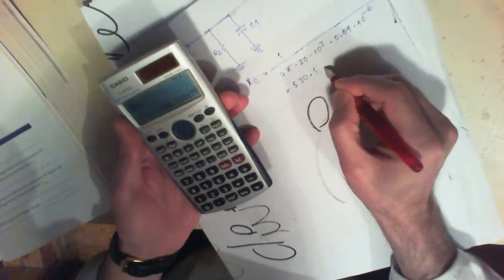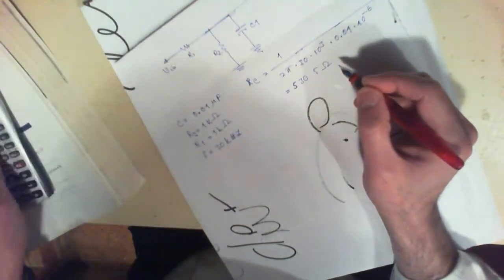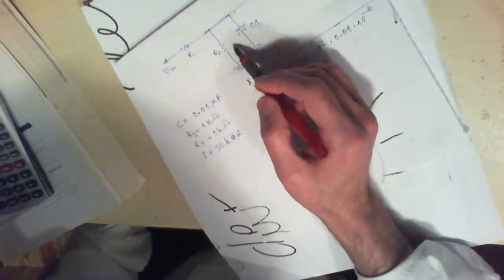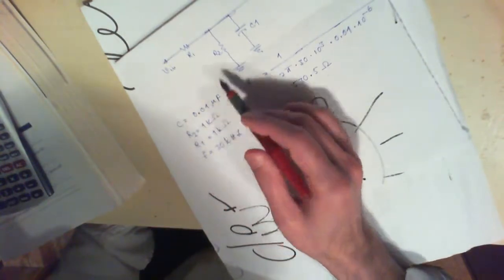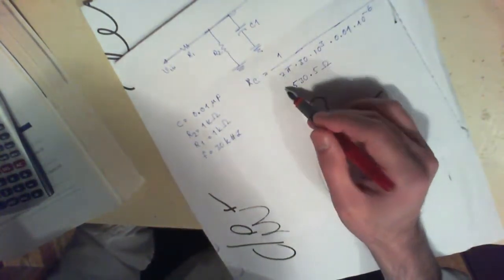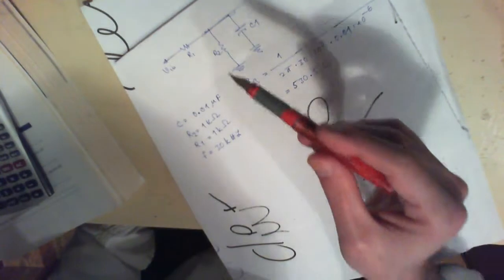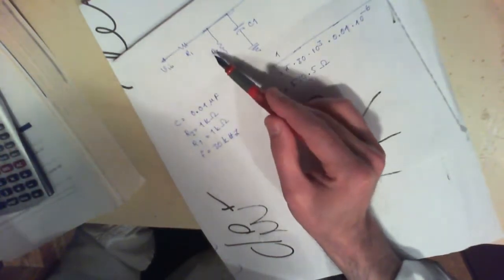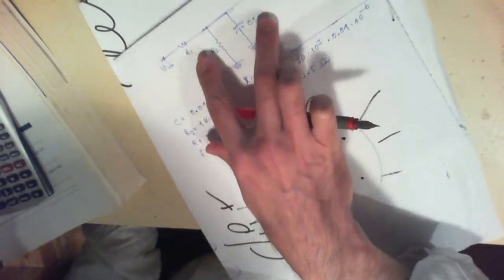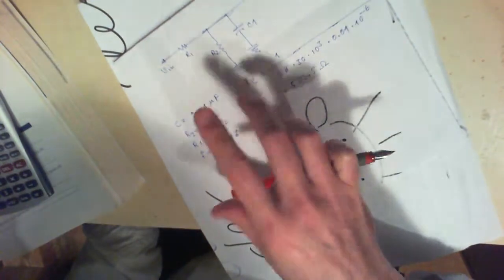530.5 ohm. And the resistance of this resistor over here was 1 kilo ohm. So you see that the reactance of this capacitor is actually more than 1/2 of the resistance of this resistor R2. So of course, in this kind of circuit, you're not supposed to do this kind of thing.